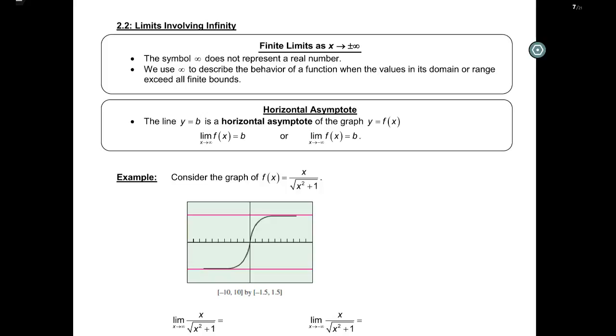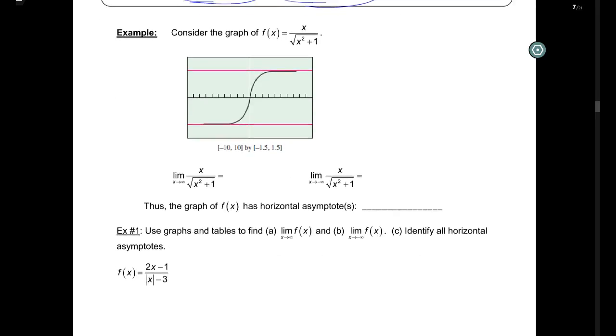Now, what happens when we approach infinity or negative infinity and we get a real number? That tells us about the end behavior. That tells us about the horizontal asymptotes. Does that sound familiar? Okay, so we have to remember these two. It could be one or the other. Here's an example. Usually if you approach positive or negative infinity, you get the same answer.